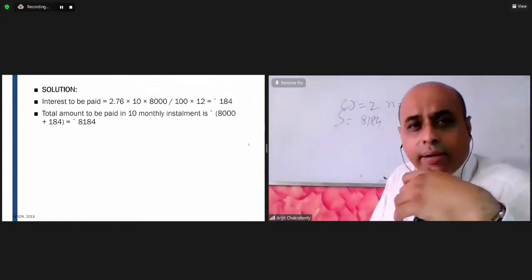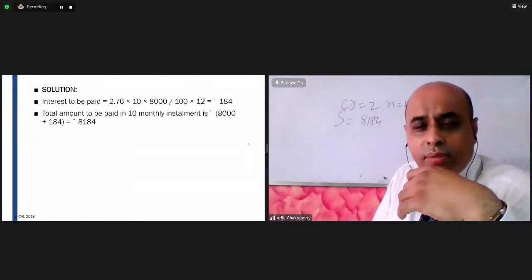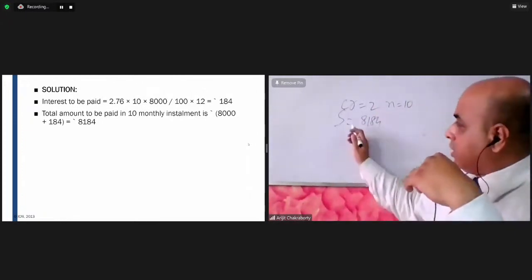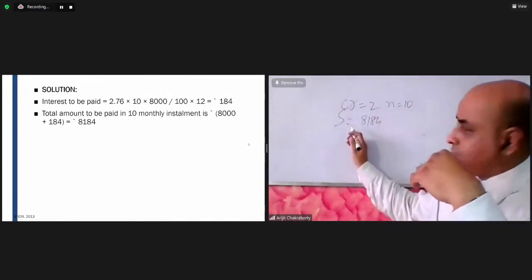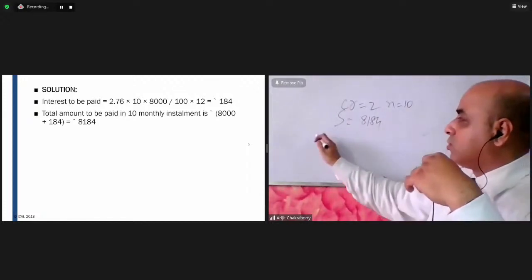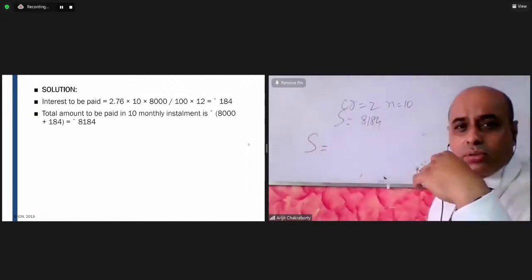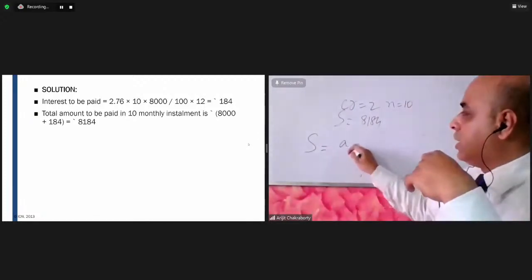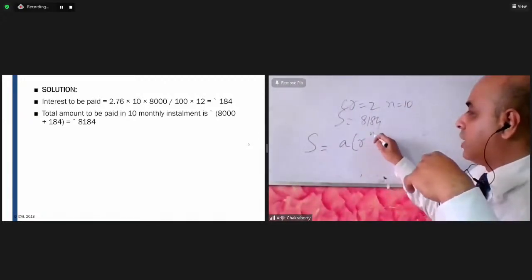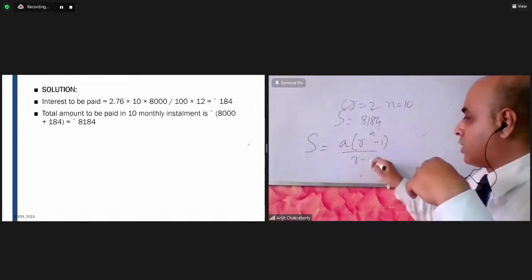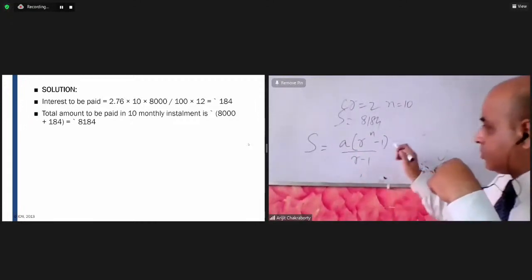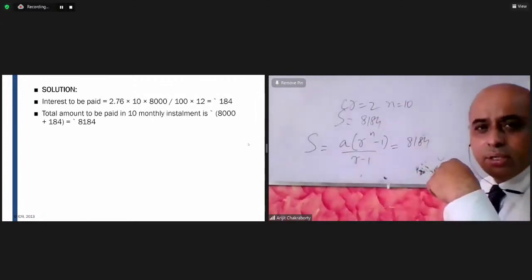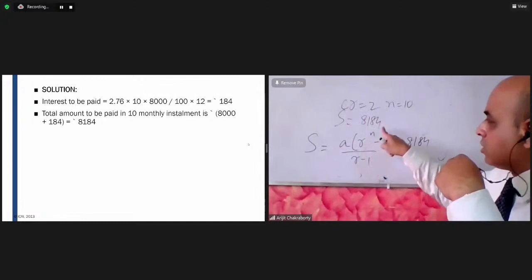Number of installments 10. We don't know the first installment, we don't know the last installment, but we know the common ratio is 2. Now here we have seen that the summation is 8184. We know the sum of a GP is equal to A into R to the power n minus 1 by R minus 1. Now this has to be equal to 8184. Now A we don't know, R we know, n also we know.